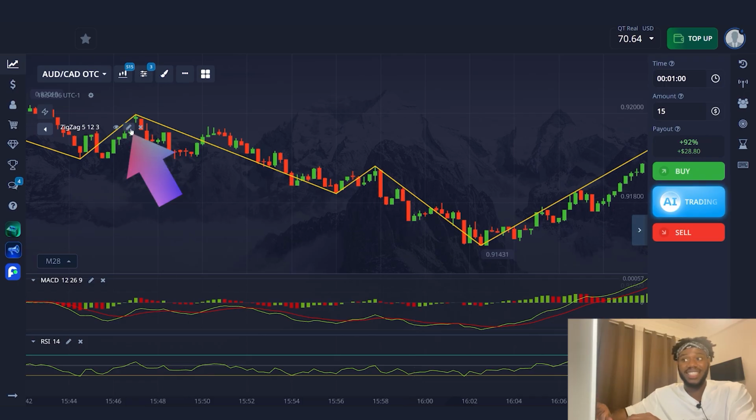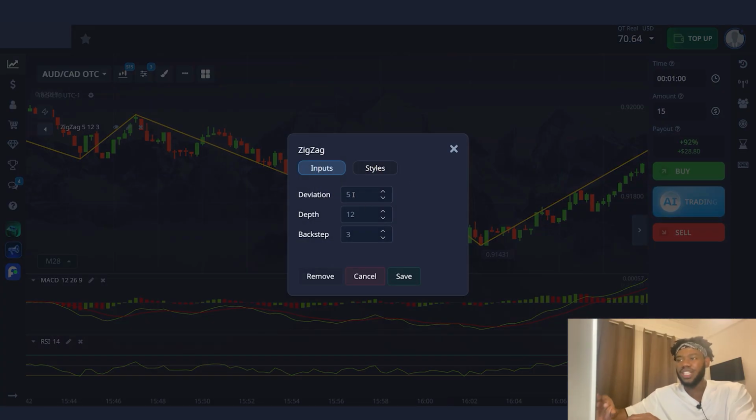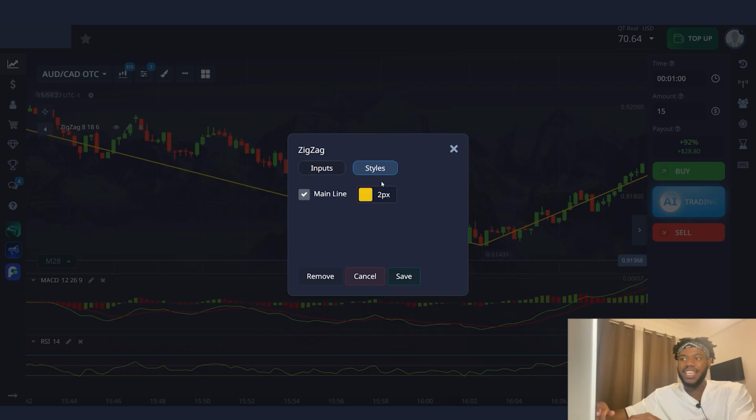Let's adjust the indicator settings. I will increase the deviation parameter for the zigzag indicator to 8, depth will be 18, and backstep would be 6. I'll keep everything standard in the style settings.